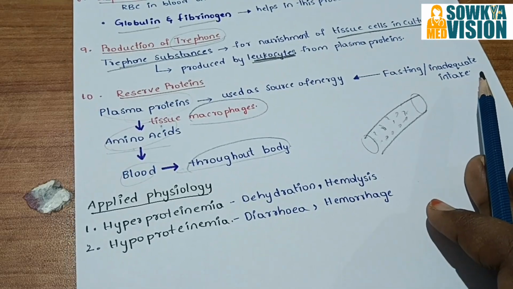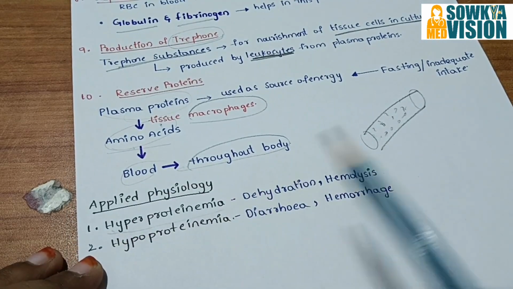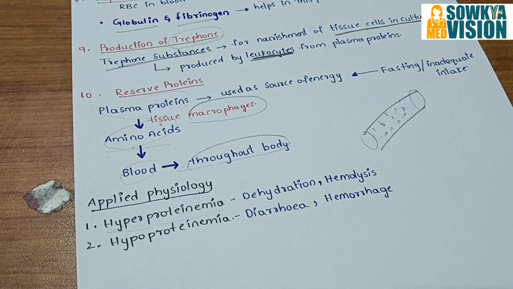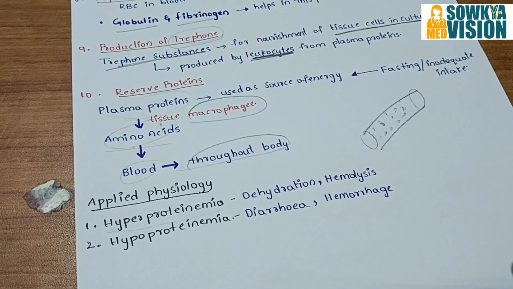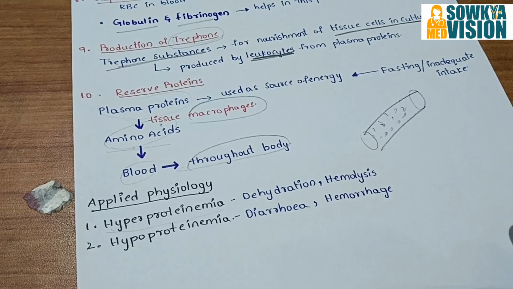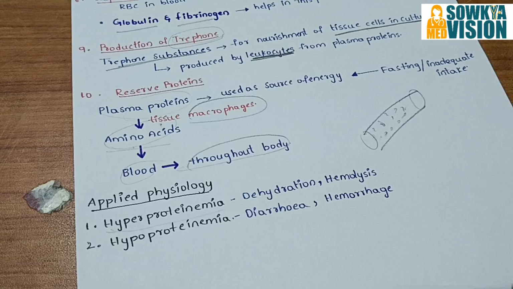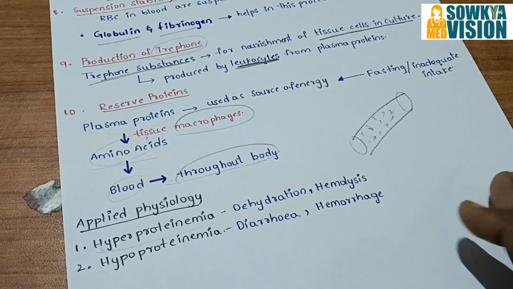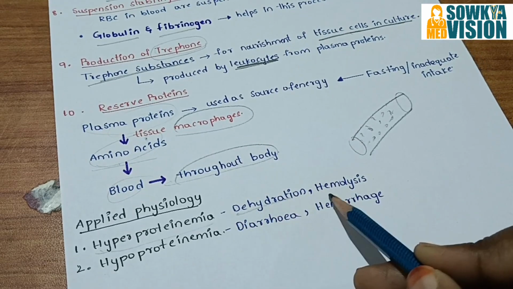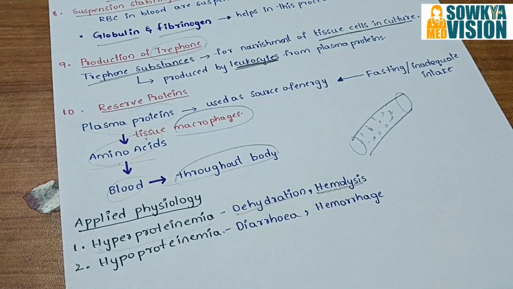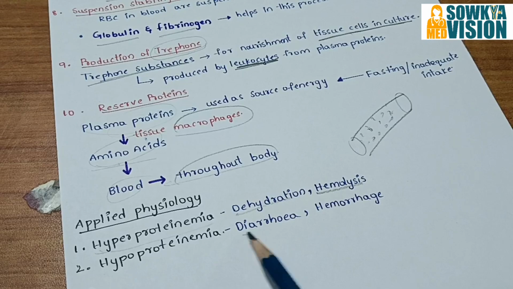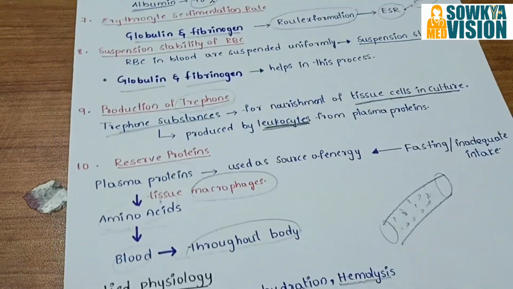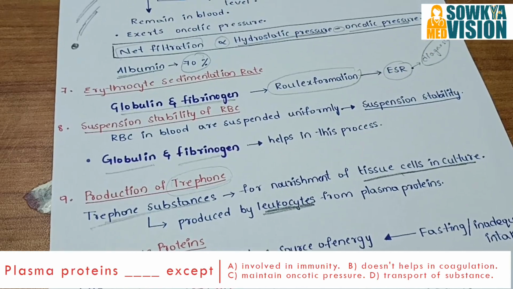Let's see the applied aspect. What is hyperproteinemia? If there is an increase in plasma protein concentration above the physiological level, it is known as hyperproteinemia. If there is any decrease, it is known as hypoproteinemia. When will it be hyperproteinemia? During conditions of dehydration and hemolysis, there will be hyperproteinemia. And during diarrhea and hemorrhage, there will be hypoproteinemia. This is the complete discussion of plasma proteins.